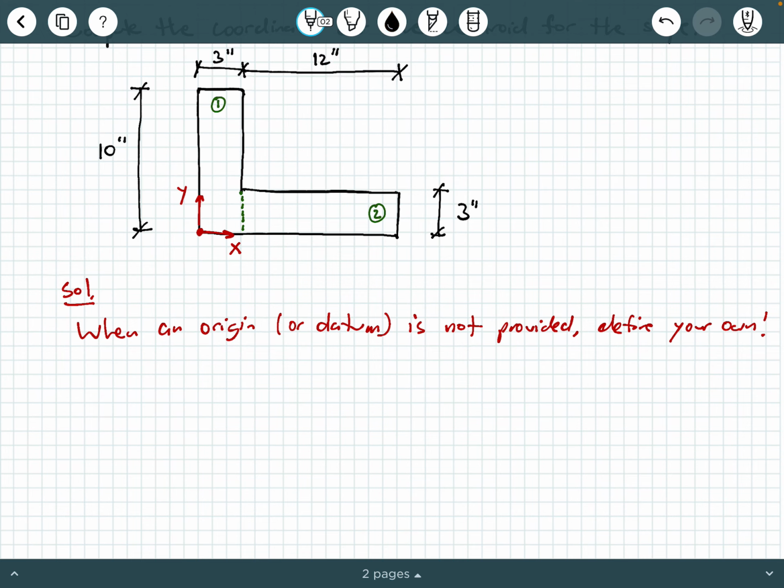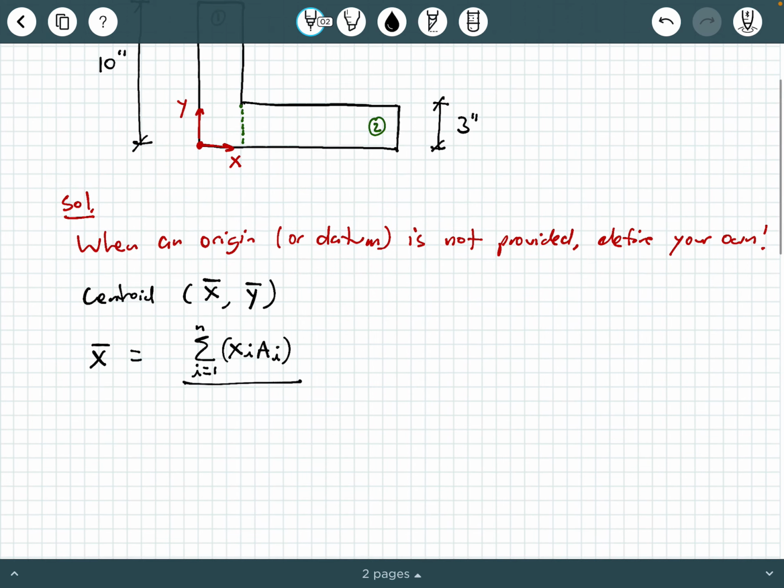Now, how do we calculate the centroid? We have a couple of handy formulas. Remember, a centroid is a set of coordinates that we typically call x bar, y bar. So x bar is given as the summation as i goes from 1 to n of x sub i times a sub i, divided by the sum of all of the area pieces, a sub i, as i goes from 1 to n.